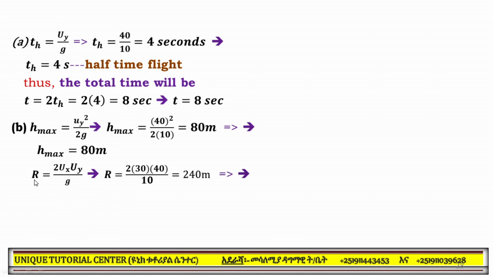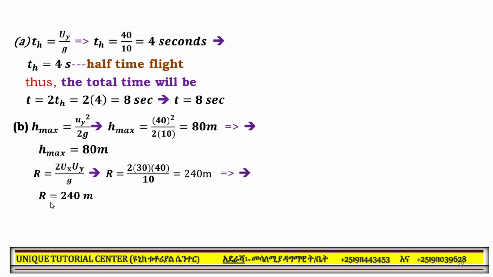And the range R can be determined as twice of ux uy over g, which is 2 times ux, the horizontal initial velocity component, 30. The vertical initial velocity is 40. When you multiply this, we can determine it at 240 meters. So the range is 240 meters. Therefore, for the projectile launched upward, the maximum horizontal displacement, range, is 240 meters.